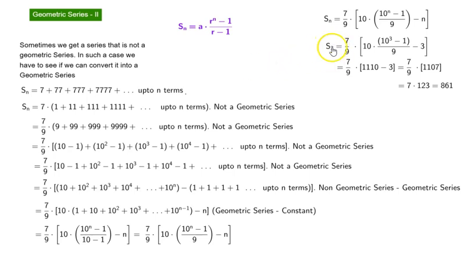Now, the reason I took S sub 3, first three terms, is because we can manually add them up and verify it. 7 plus 7, 14 plus 7, 21. 1, 2. 7 plus 2, 9. 9 plus 7, 16. 16, 6, 1. 7 plus 1, 8. So that was an interesting example.